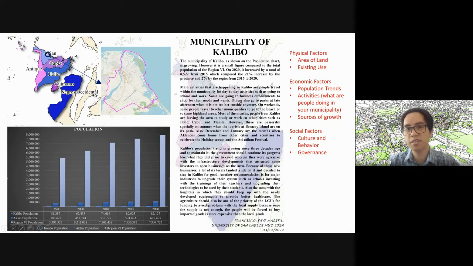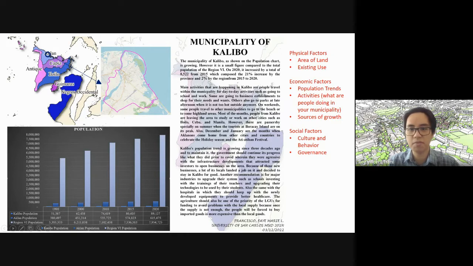Now, because there's an increase in population in Kalibo, you can also expect more activities, more businesses sprouting in Kalibo. And that is observed by Faye over here when she says main activities happening in Kalibo are people travel within the city for day-to-day activities, such as going to school and work. Some are going to business establishments to shop for their needs and wants, etc., etc.